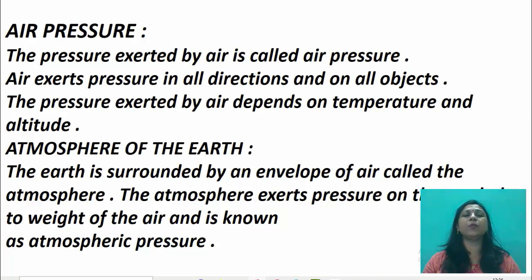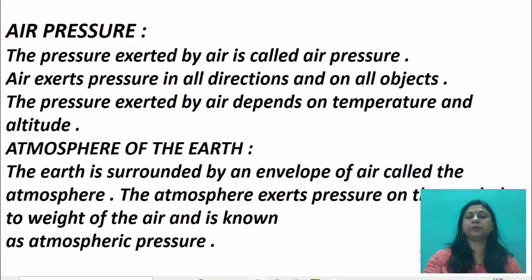Now, what is the atmosphere of the earth? The earth is surrounded by an envelope of air which is called the atmosphere, and this atmosphere too exerts a pressure on the earth, and this is known as atmospheric pressure. This atmosphere exerts pressure on the earth. Why? Because of the weight of the air.